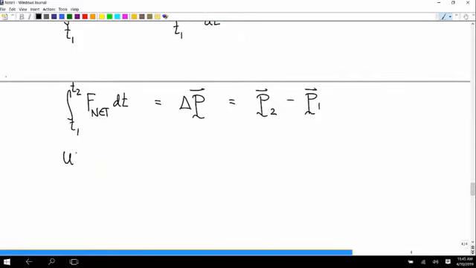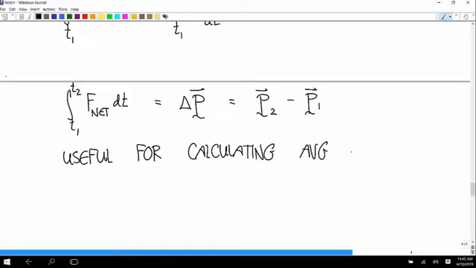And this is useful for calculating average contact forces over small time intervals.